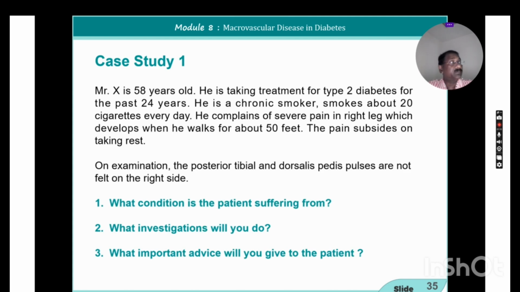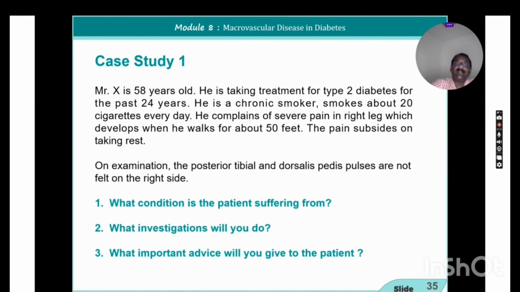See the case study. A 58-year-old male, type 2 diabetes for the last 24 years, a chronic smoker, 20 cigarettes every day, with severe pain in the right leg, which develops when he walks for about 50 feet. Okay, so that is intermittent claudication. The pain subsides on taking rest. On examination, posterior tibial and dorsalis pedis pulses are not felt on the right side. So what condition is the patient suffering from?